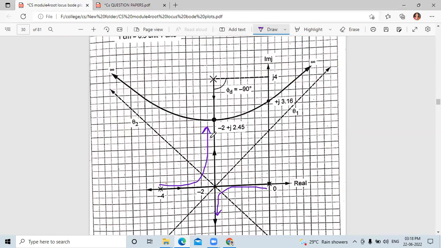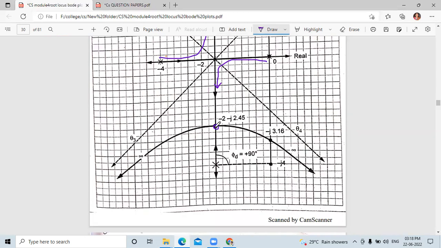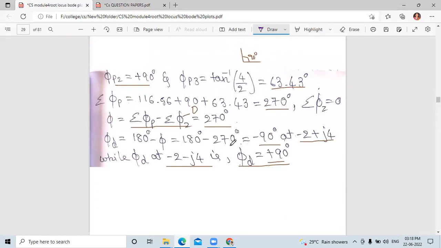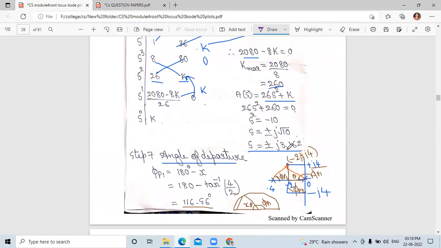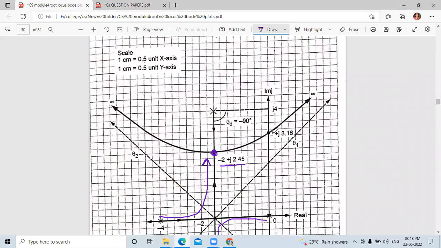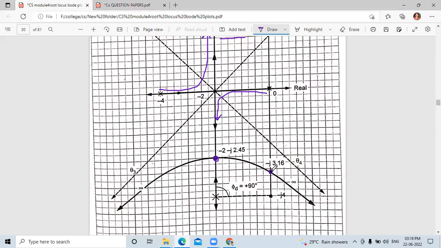And the next breakaway point is minus 2 plus j2.4. That also you mark it. Minus 2 plus j2.4. And the intersection with the imaginary axis, how much did we get? Plus or minus j3.162. That also you mark: plus j3.16, minus j3.16.